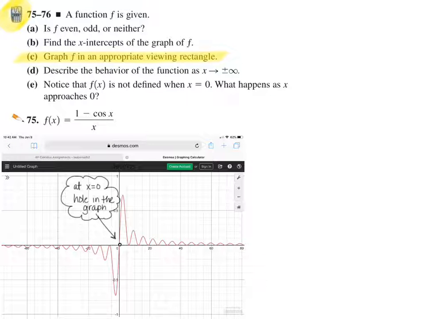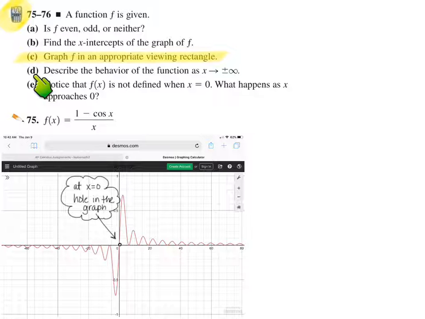This is a video for 5.3, problem number 75. In this problem, it says there's a little icon here. It says that you can use a calculator. So that's the first thing, is you want to use a calculator and you want to graph this function on your graphing calculator. I did it here on Desmos because it's easier for me to do in this program. But graph it on your graphing calculator and get an appropriate window.